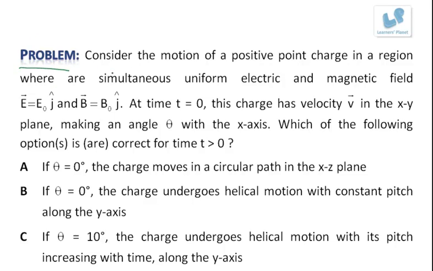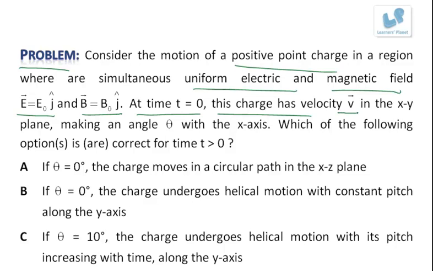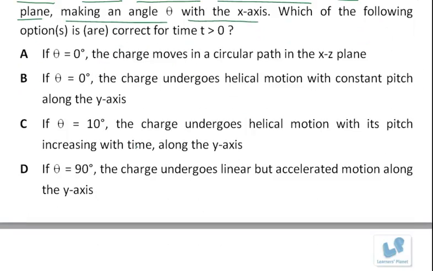Now let us look at the next problem. Consider the motion of a positive point charge in a region where two simultaneous uniform electric and magnetic fields are acting. E equal to E naught j and B equal to B naught j. That means both of them are parallel and acting parallel to the y-axis. At time t equal to 0, this charge has velocity v in the xy plane, making an angle theta with the x-axis. Which of the following options are correct?